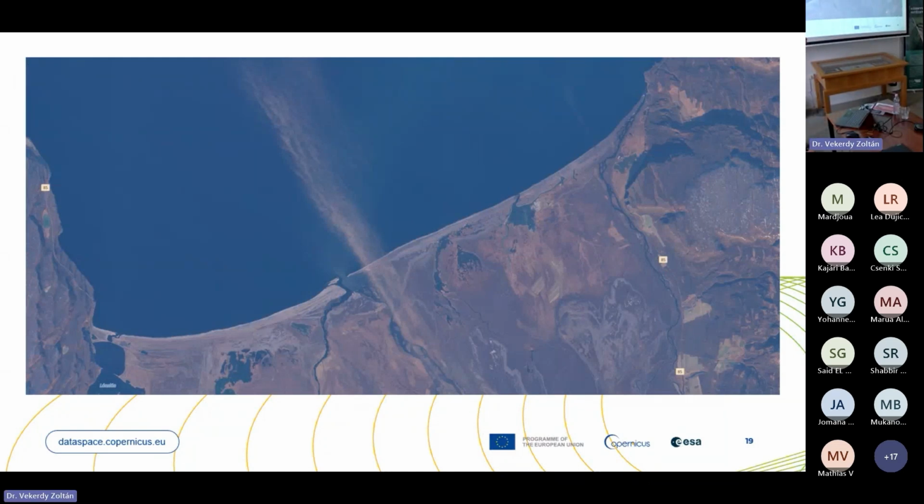Is this on the ground or in the air? In the air, yes. That's in the air.